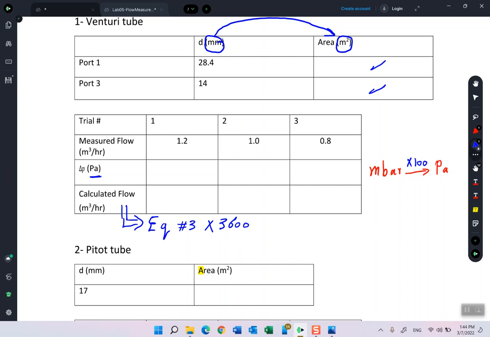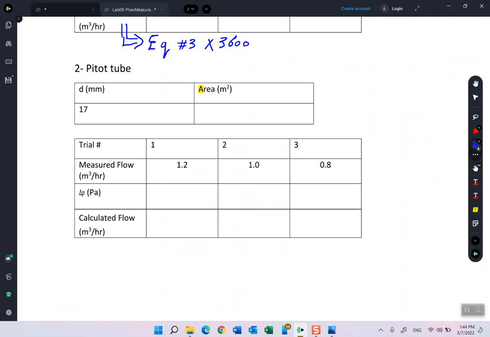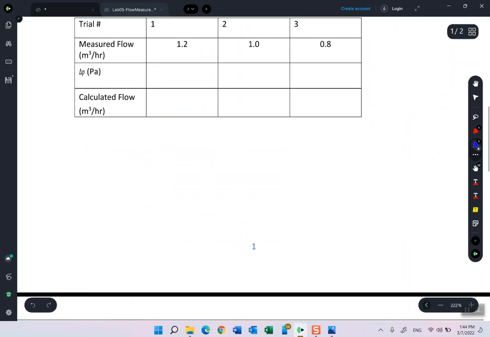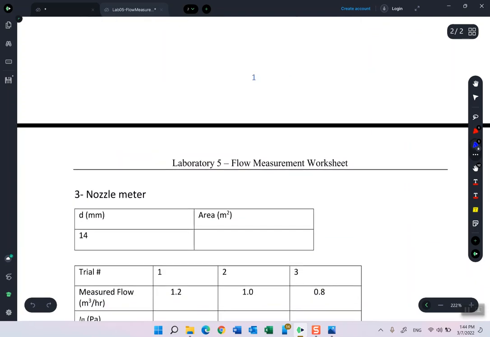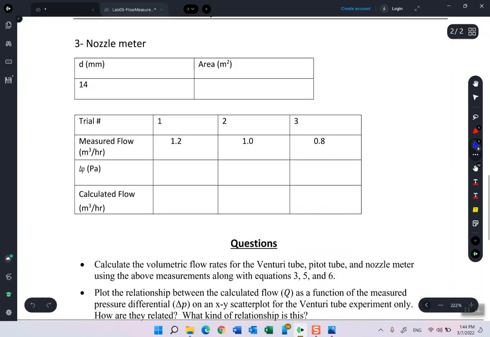Great. So the same thing applies to the Venturi tube. You have the diameter given. You will calculate the area. The same thing, the same measured flow. You will get the delta P for each trial. Use equation number 5 to get the calculated flow. Again, you will multiply this by 3,600, and the same thing for the nozzle.